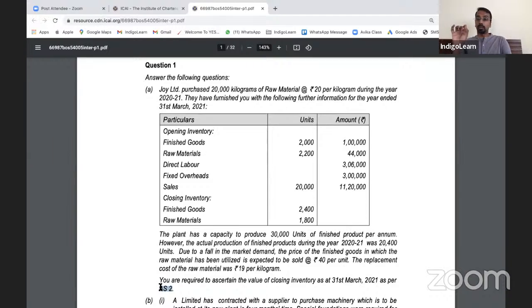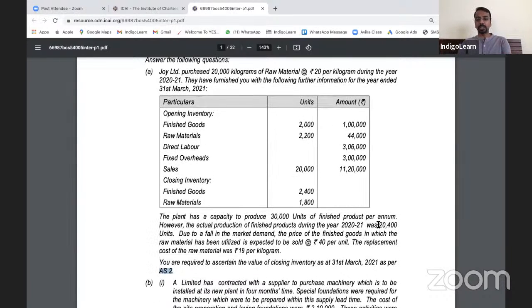Now, when I've corrected these kinds of questions in the past, I've seen students, whenever the question asks to value the closing inventory, only value finished goods or only value raw material. When they say value closing inventory, you have to value both finished goods and raw material. Now it's a very simple thing here. How much has been produced? 20,400 units have been produced. This is reconciled by looking at it. What is the value of closing inventory of finished goods and raw material? That is what we need to determine, right?